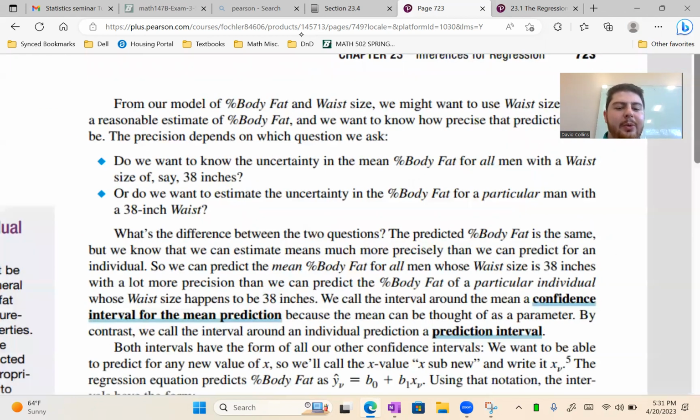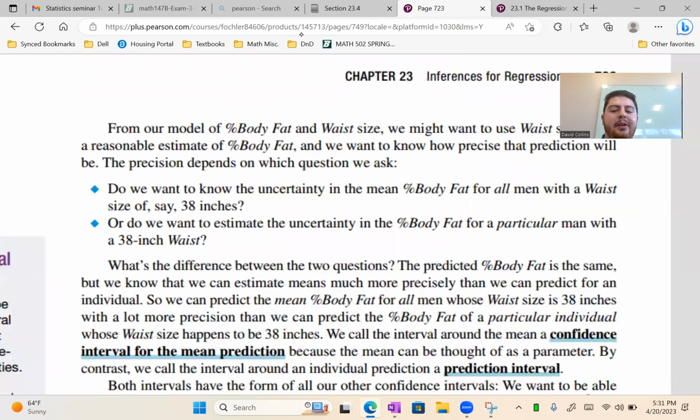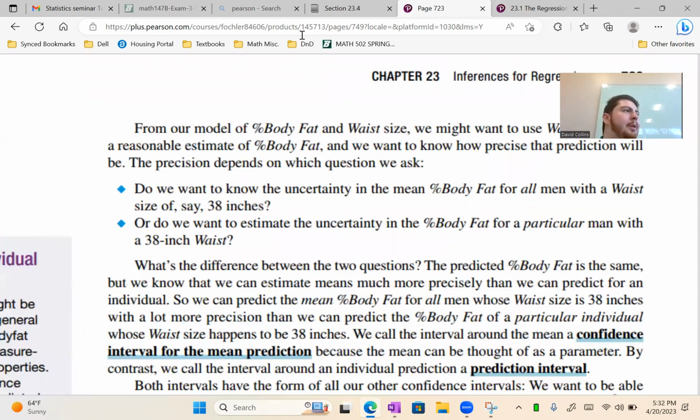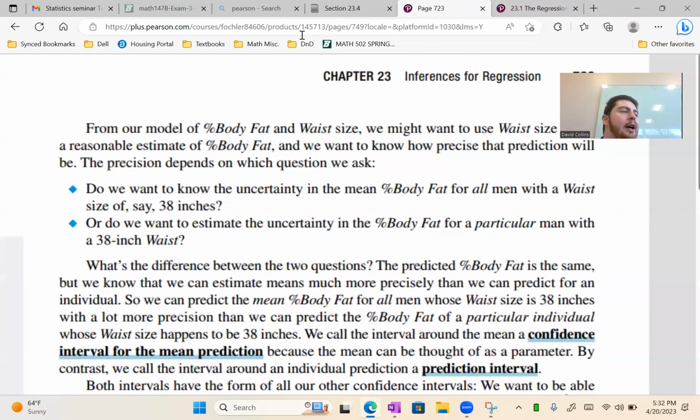Do we want to know the uncertainty in the mean body fat percentage for all men with a waist size of 38 inches? That would use the mean value equation because it says the word mean body fat percentage. 38 would be your X new. For the second one, estimate the uncertainty in the body fat percentage for a particular person. That'd be the bottom one, the individual value.